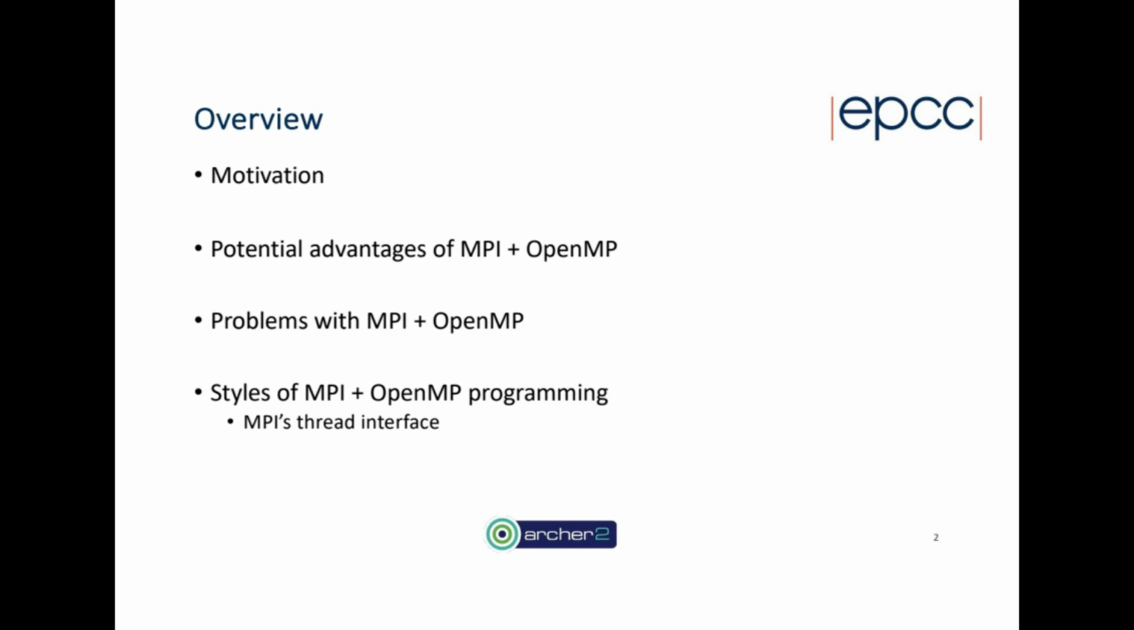And then I'm finishing off by looking at the different possible styles of writing MPI and OpenMP. There are different ways of writing hybrid code, depending on where in the OpenMP program you allow yourself to make MPI calls, and how. And as part of that, we'll be looking at MPI's thread interface.